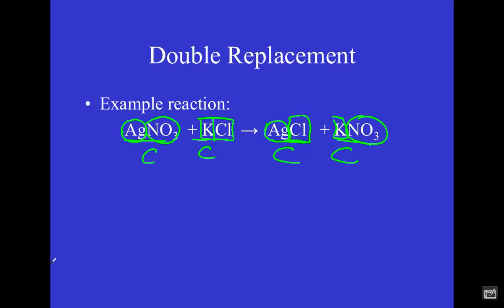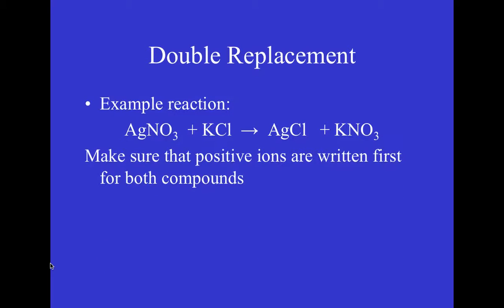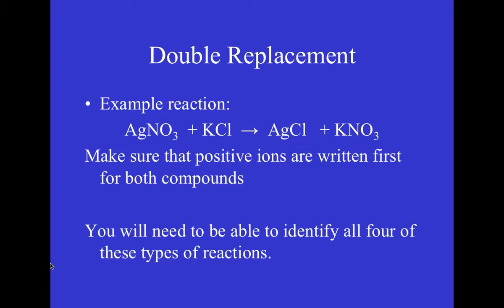Now the reason why they are written that way, and the reason why the silver and the potassium can't partner up, is because both of them are positive ions. I won't have two positive ions come together. It doesn't work that way. So when I'm writing the compound, I need to make sure that the positive ions are written first. And you need to be able to identify all four types of these reactions.